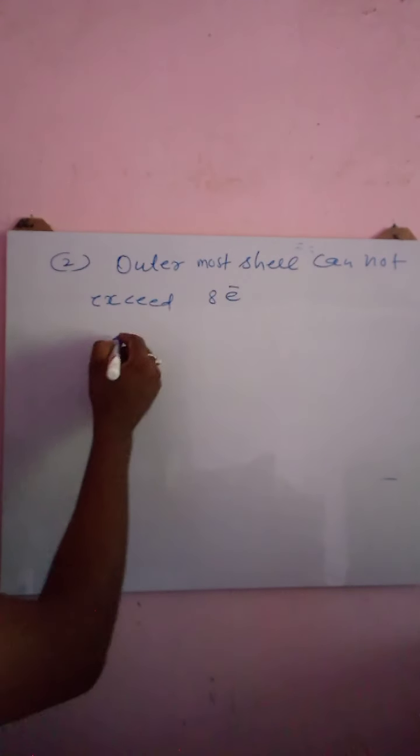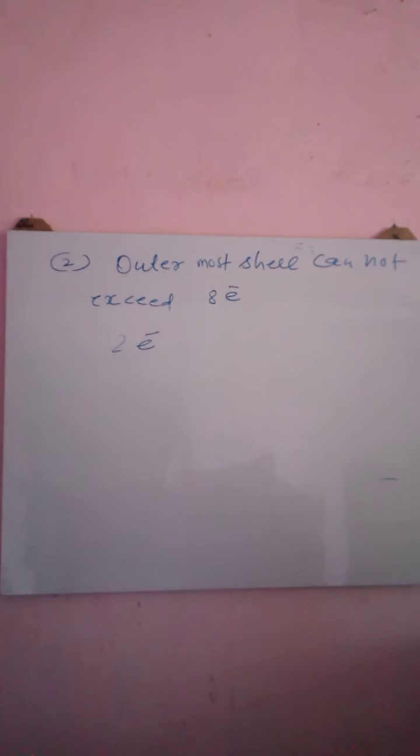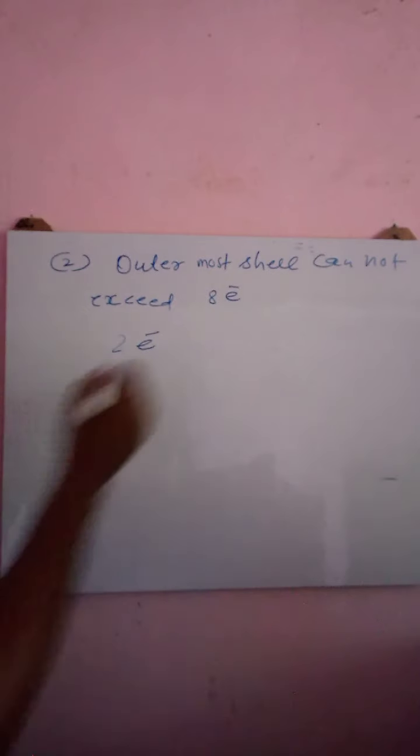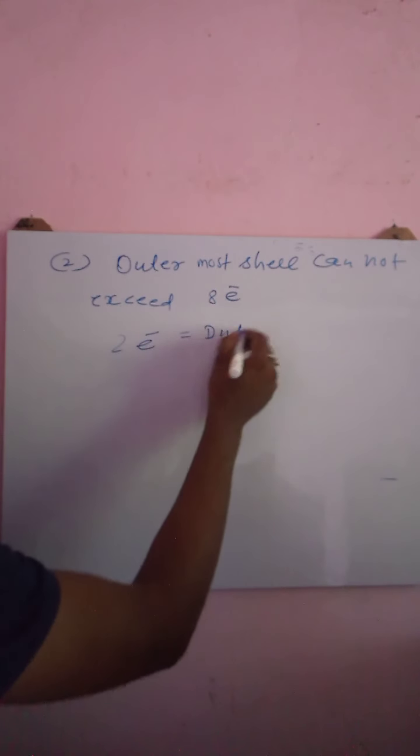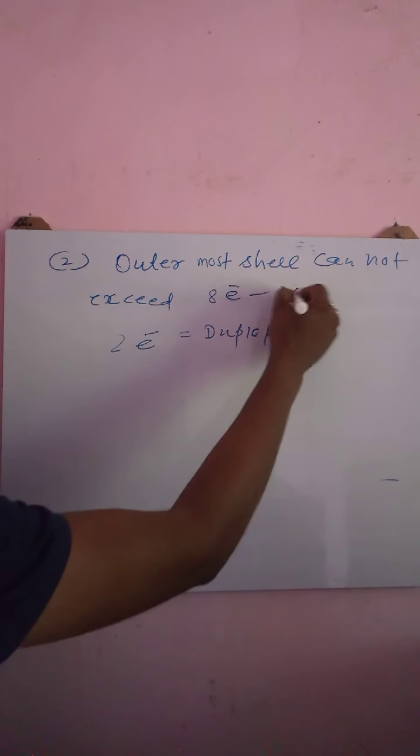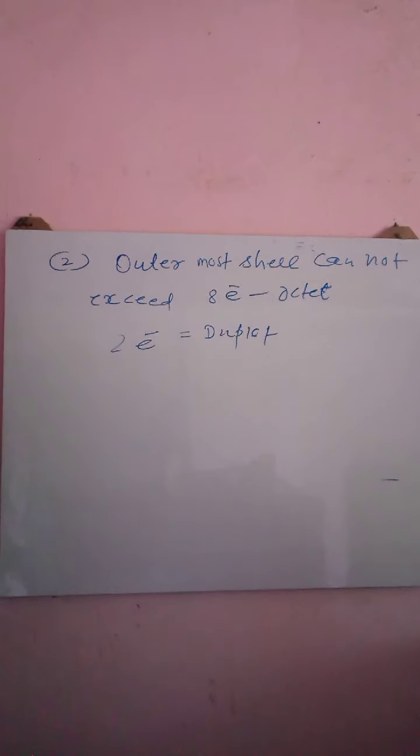The atom which has 2 electrons in the outermost shell follows the duplet rule. This is called the duplet rule. Having 8 electrons in the outermost shell is called the octet rule. Clear? So an atom which follows the duplet condition or the octet condition in the outermost shell is stable.